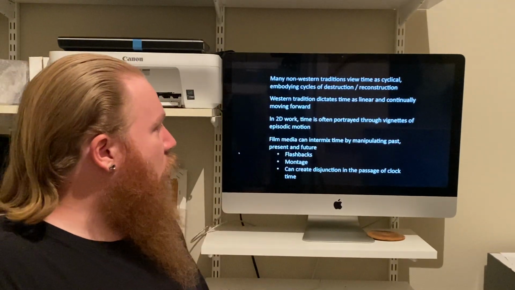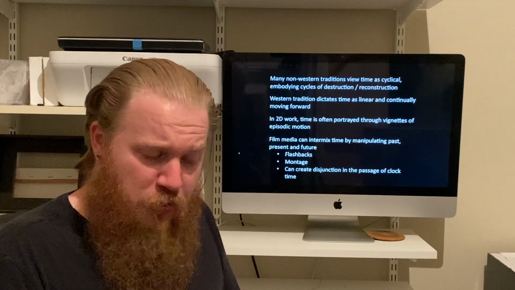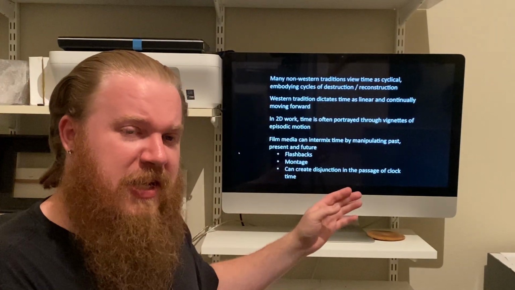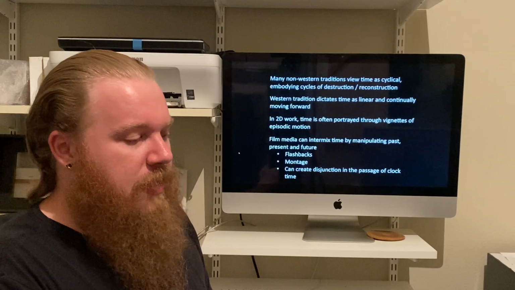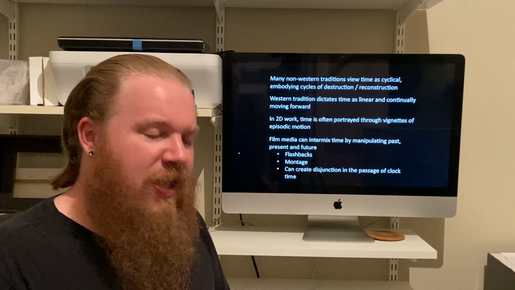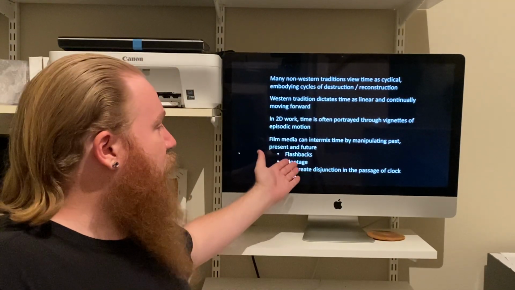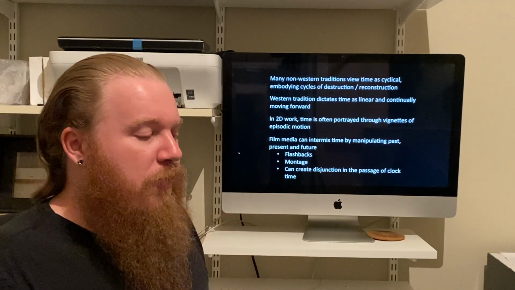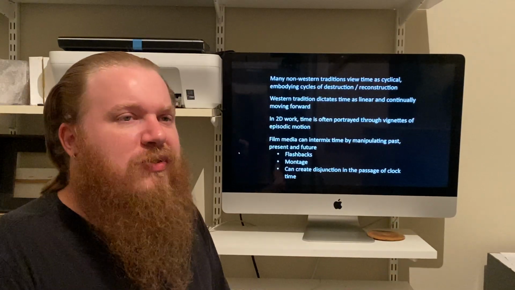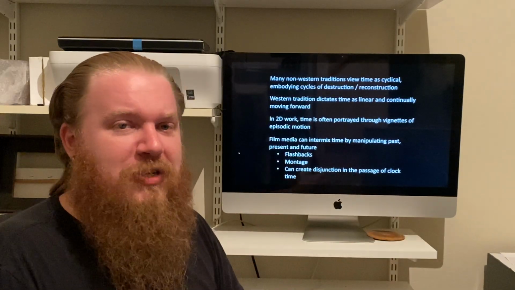So in 2D works, time is often portrayed through things like vignettes or episodic motion. This would be like our Course of Empire paintings by Thomas Cole. But we can also have things like film media that can intermix time by manipulating past, present, and future. So think about something like flashbacks or a montage within a film that either speed up or alter time. We can also think about films that show historical time periods that play with our perception of that.